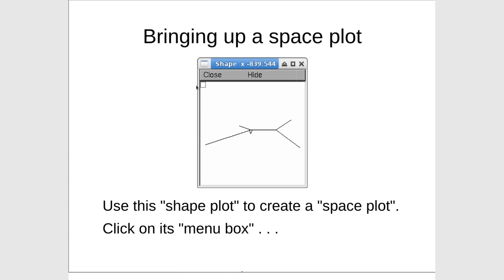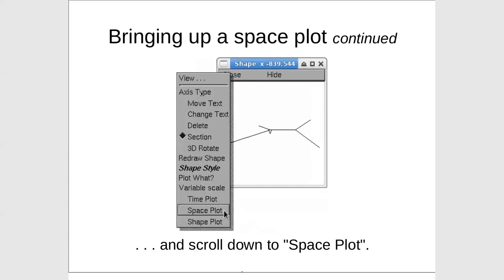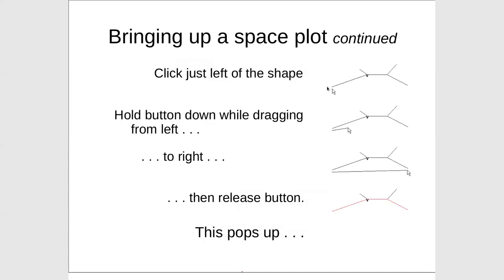So we click on the menu box of the graph. Every graph has a menu box in its upper left corner. We click on that menu box, we get a menu of things, and we can scroll down that menu with our mouse cursor until we get the space plot. And we release our button.